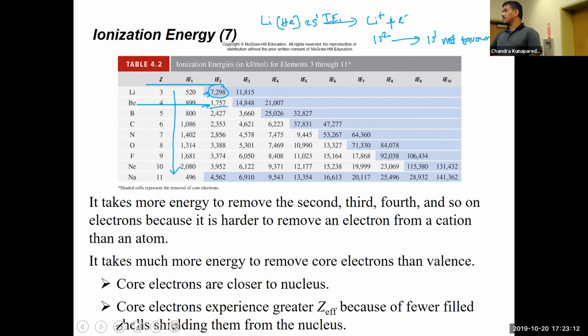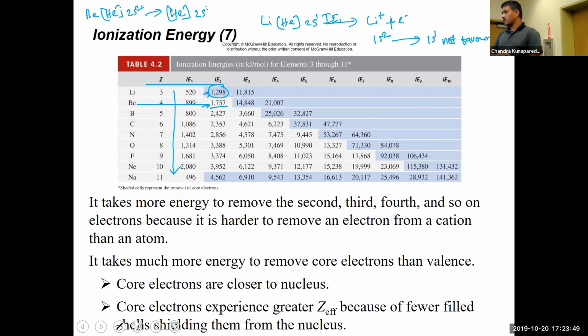Whereas for beryllium, okay, let me write beryllium here. Beryllium has 4 electrons and its electronic configuration is going to be helium 2s2, which means even after losing the first electron, it's still going to have one more valence electron. So it is still upset about losing that electron, but it's not as upset as lithium because it doesn't have to lose the core electrons, right?